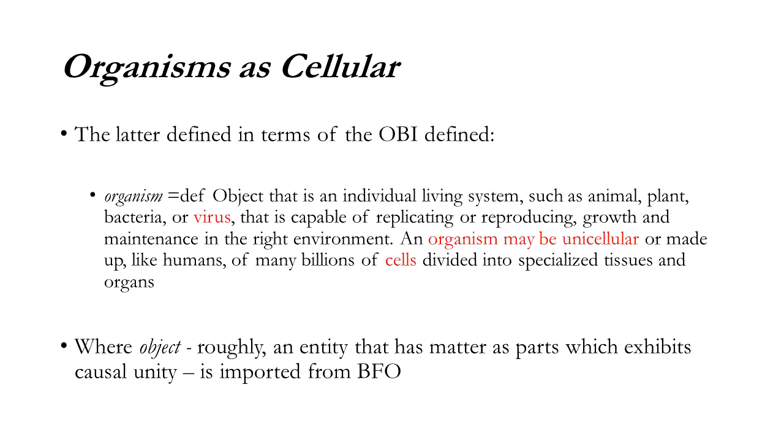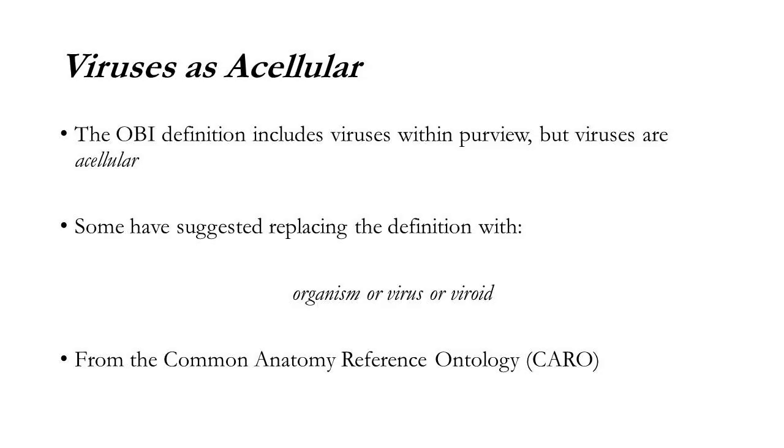Again, organisms are cellular. And the claim that viruses are organisms cannot be the case. Viruses are not cellular. They are acellular. They are things that, in many cases, attack or attach or penetrate cellular things, but they themselves are not cellular. So some have suggested, some ontologists that is, that we should replace this definition, organism, with organism or virus or viroid, indicating the sort of difference between the entities involved. This term can be found in the Common Anatomy Reference Ontology.